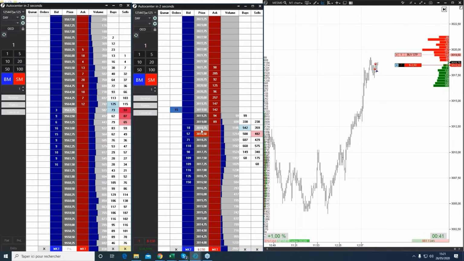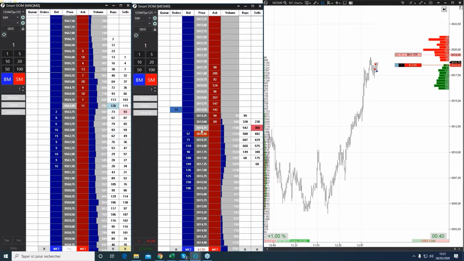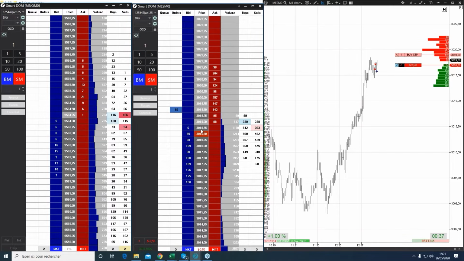If it goes down, we'll put more position on, and if the trend is reversing, we'll increase our position to be on the right trend. So now it's testing the highest. Oh, someone is protecting the highest of the day.